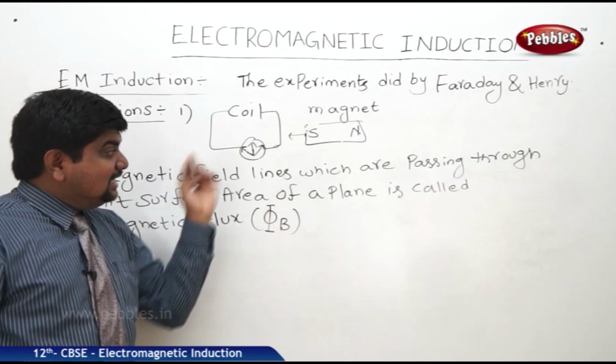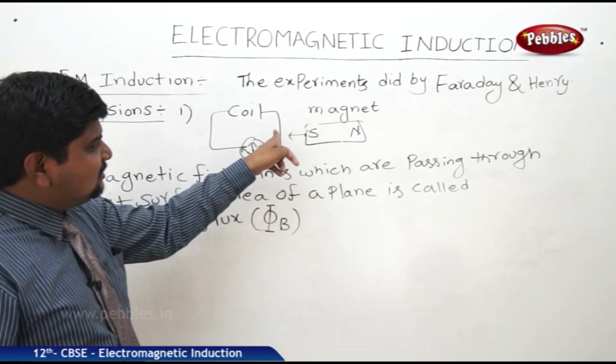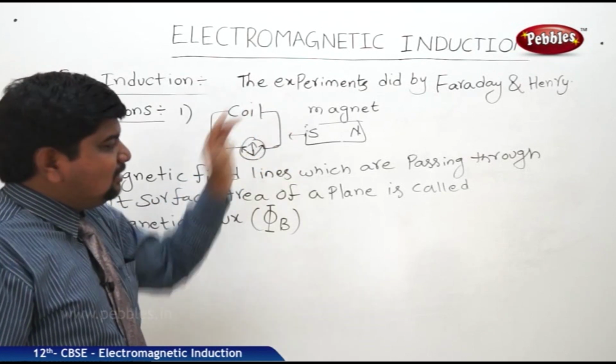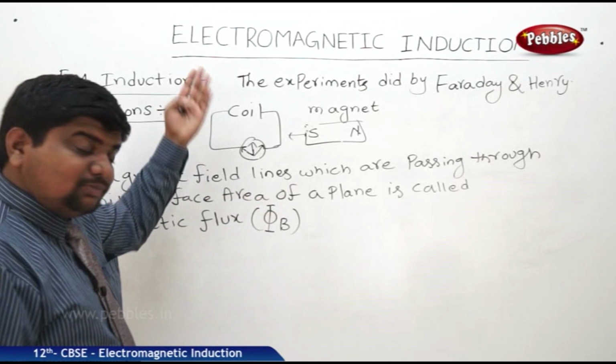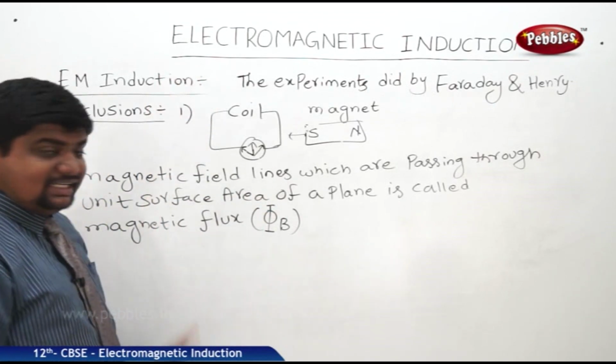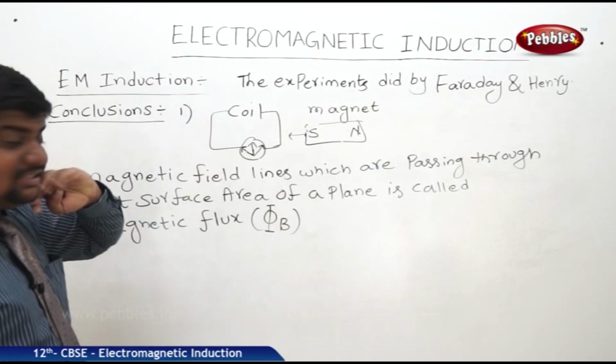Whenever a north pole is placed near the coil, that coil will become a north pole. That's why a force of repulsion takes place. This will be explained in Lenz's law. We can see the polarity change also. So this is the first conclusion made from the first experiment.